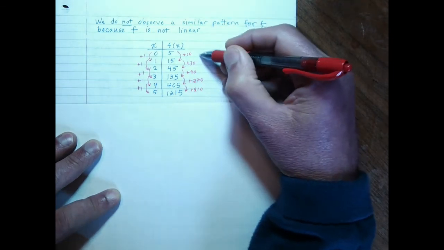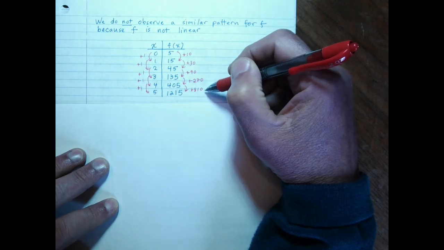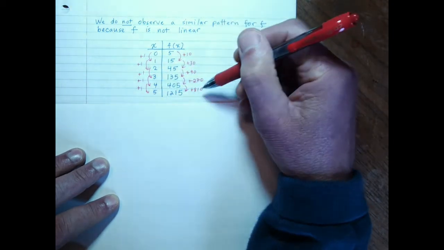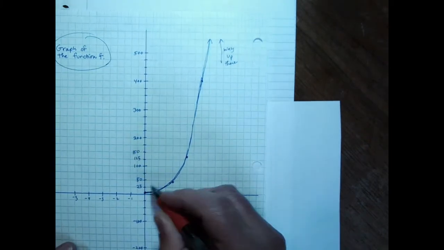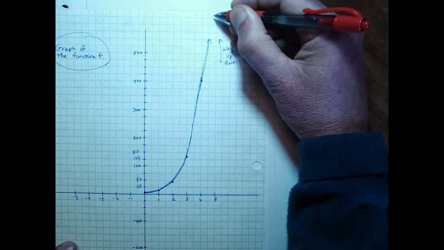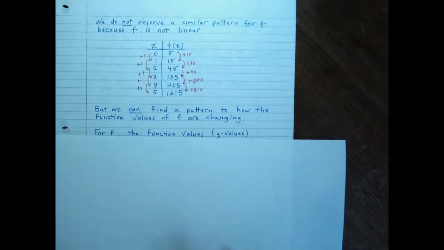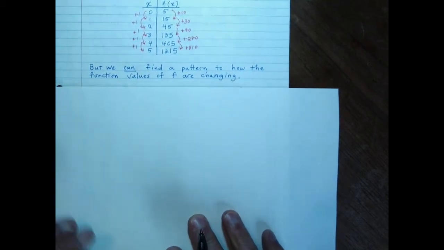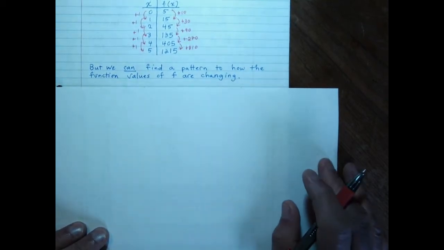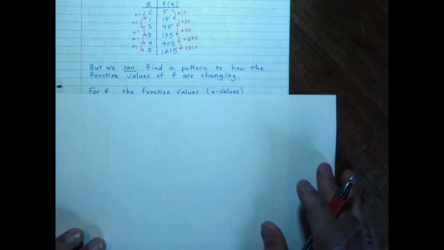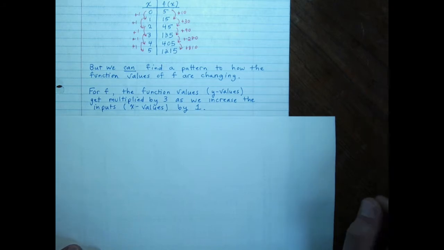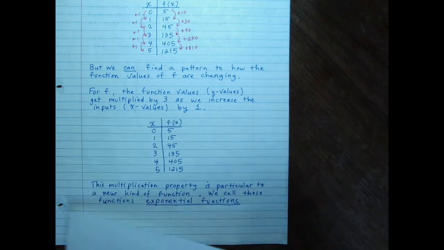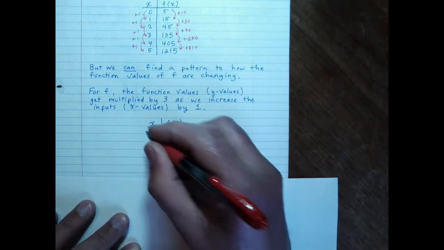So these changes in the y values are getting larger and larger, even though x is just increasing by 1. And we can think of that as being reflected by this graph kind of turning the corner and shooting up in a very steep way. But now it turns out we can find a pattern to how the function values of f are changing. For f, the function values, or the y values, get multiplied by 3 as we increase the inputs, or the x values, by 1. So let's take a look at what that means on the table again.